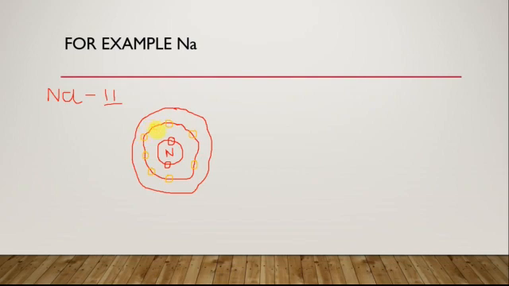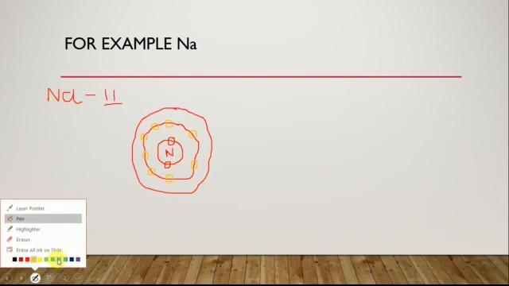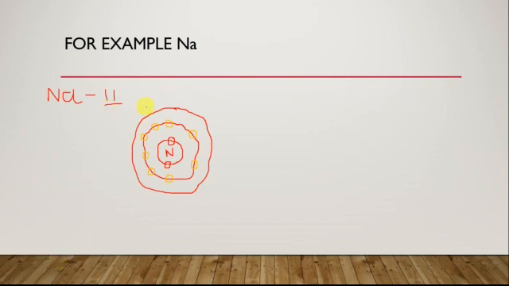7 and 8. Again, in the first shell, the maximum number of electrons is 2. In the second shell, the maximum number of electrons is 8. So how many electrons are remaining for sodium? Sodium has 11 electrons, out of which we have drawn 8 plus 2, that is 10 electrons. So only 1 electron is left, which will occupy the third shell. So this is how an atom of sodium looks.